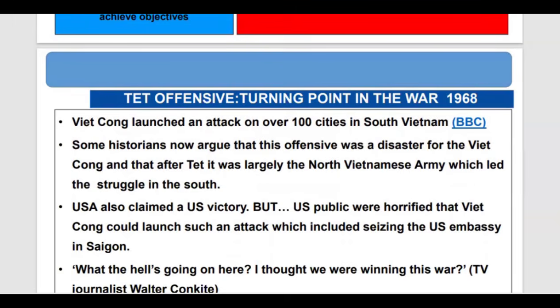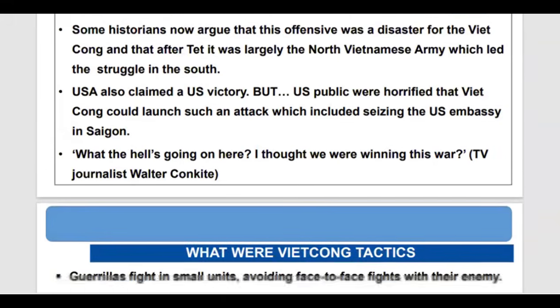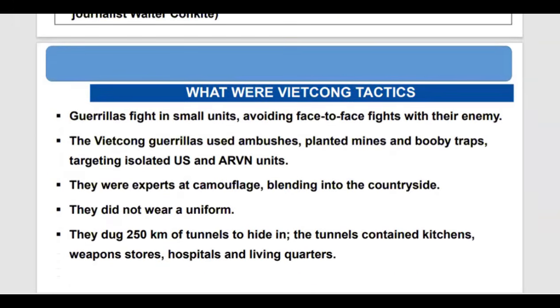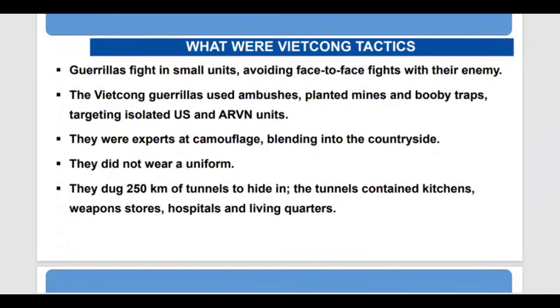The Tet Offensive as a turning point. I think we are going to look at it. Let's start by looking at what the Viet Cong tactics were. What tactics did they use in the war against the US, which made them win that particular war? We're going to clarify these forms of fighting. The USA versus the Viet Cong.